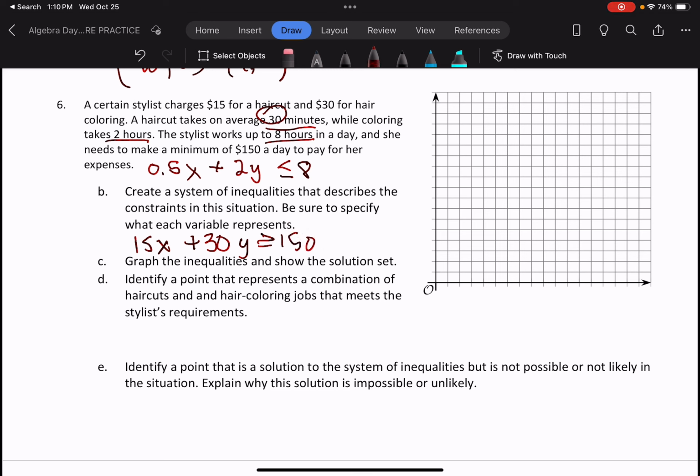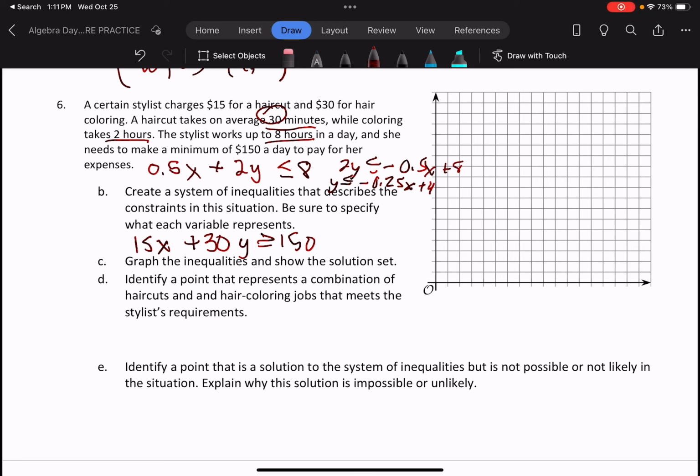It says graph the inequalities and show the solution set. So we're going to go ahead and solve for y, put these in slope-intercept form. We'll have 2y is less than or equal to negative 0.5x plus 8. Divide by 2 on both sides, we'll get y is less than or equal to negative 0.5 divided by 2, which is 1/2 times 1/2, so that will be 0.25. And then x, so that's the same as 1/4. And then 8 divided by 2 is 4. Okay, so that's one of our equations.